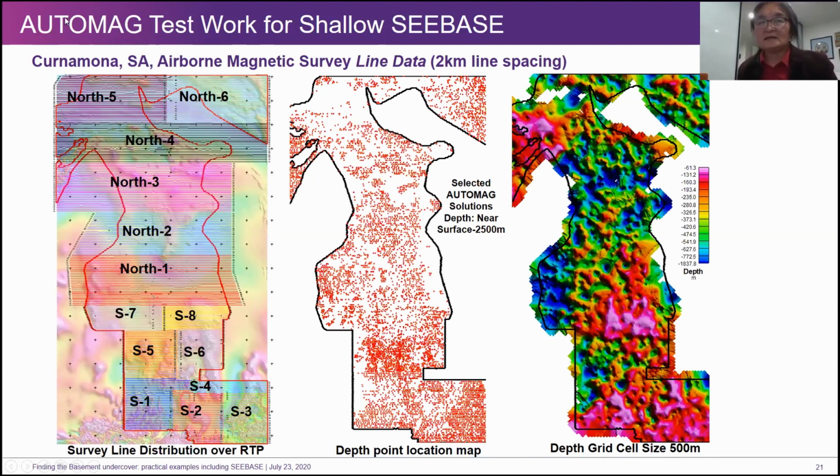So that is the whole area line data, and that is the result derived from AUTOMAG, the preliminary depth result we have generated. This depth grid has a grid cell size of 500 meters.